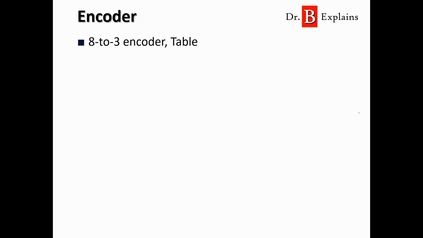So an 8 to 3 encoder, how would that look? So we have 8 as the number of inputs and 3 as the number of outputs. So how would it look?